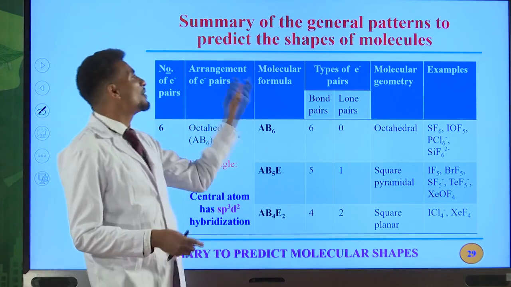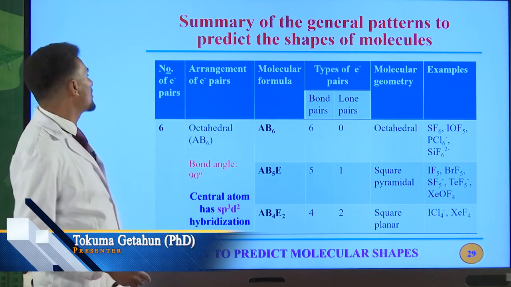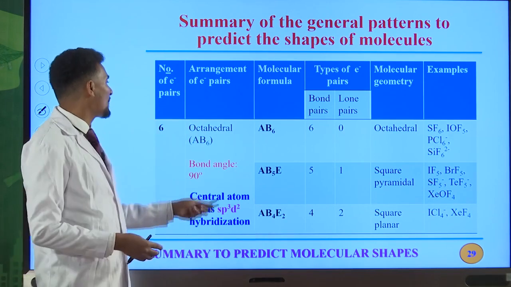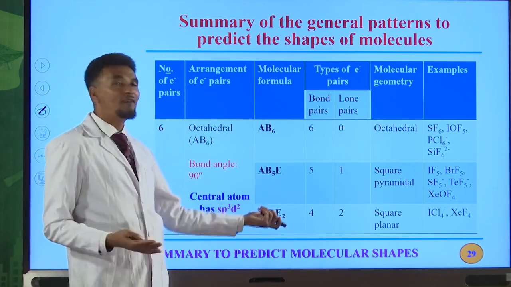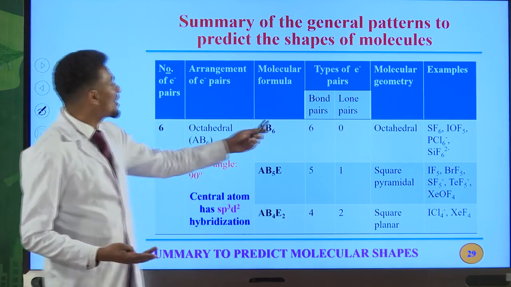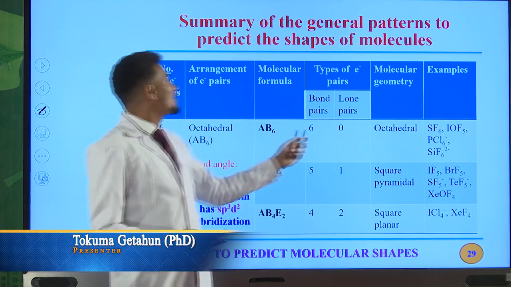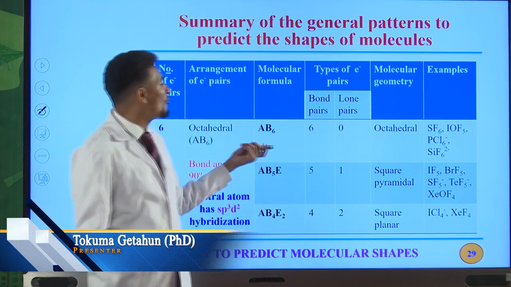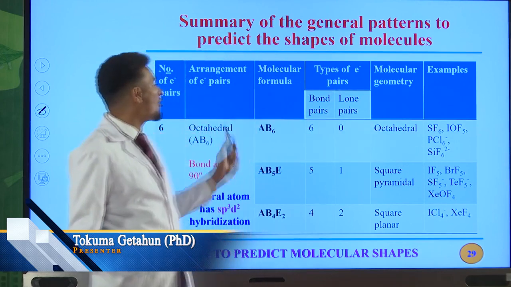Okay, so this is the summary of the general patterns to predict the shapes of molecules. I already told you about this one. Molecules that have AB6 type, AB5E type, AB4E2 type, the total number of electron pairs for all of them is equal to 6. 6 0, 5 1, 4 2, add them together. So the molecular geometry for such molecules is octahedral, and these are examples.